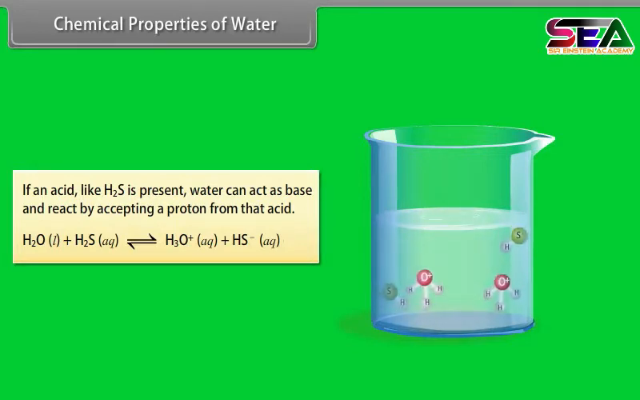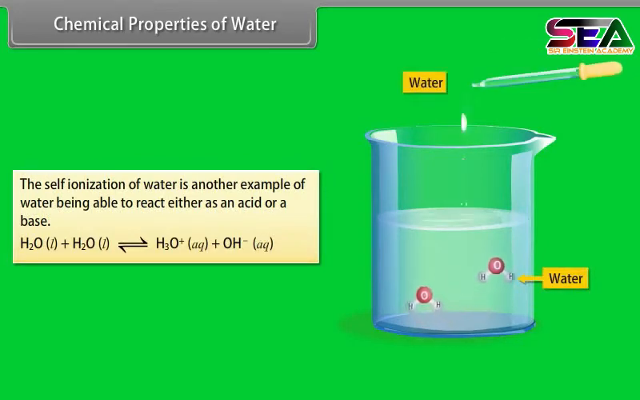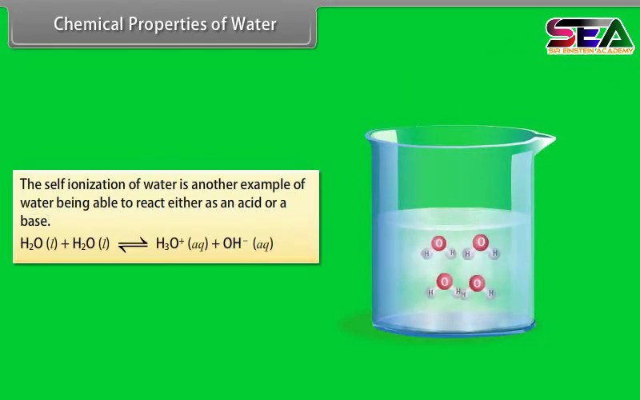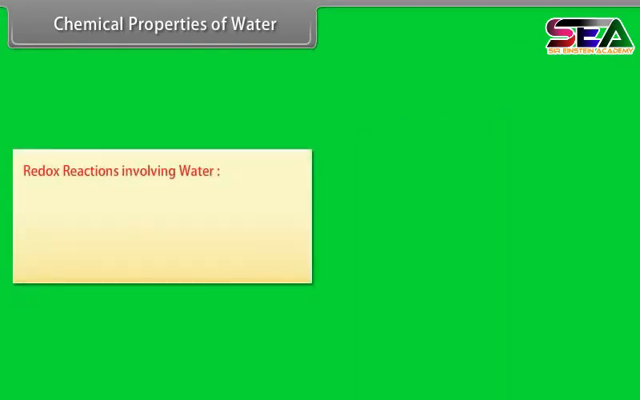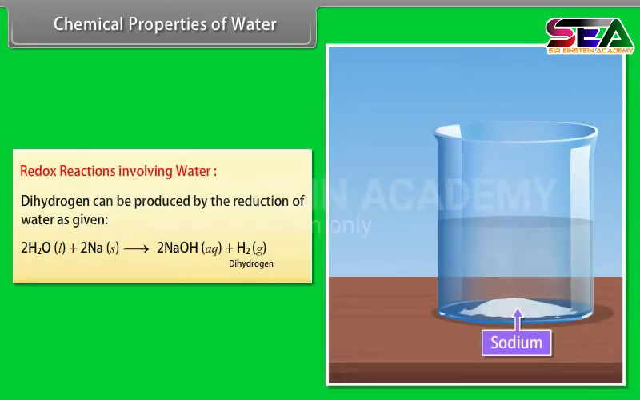The self-ionization of water is another example of water being able to react either as an acid or a base. Redox reactions involving water. Dihydrogen can be produced by the reduction of water as given.